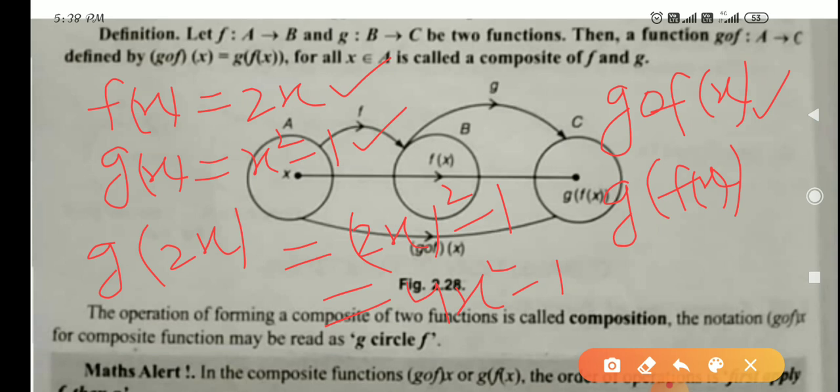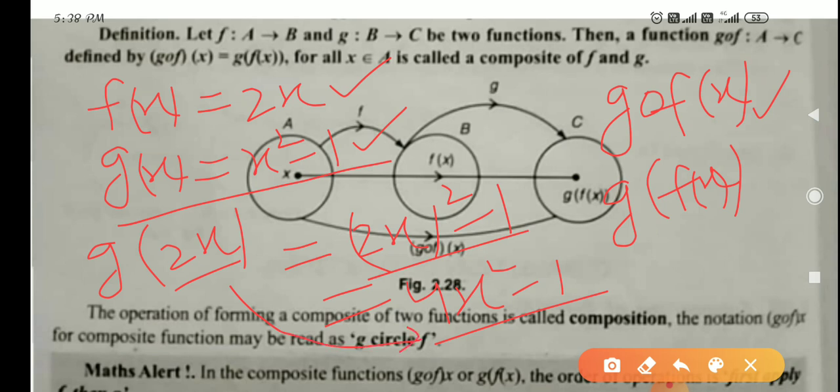Now I applied f(x) first. The value of f(x) is 2x, so I have put here 2x. Now in function g(x), in place of x I have to put 2x. So (2x) whole squared minus 1, that is 4x squared minus 1. This is the final product after two reactions.